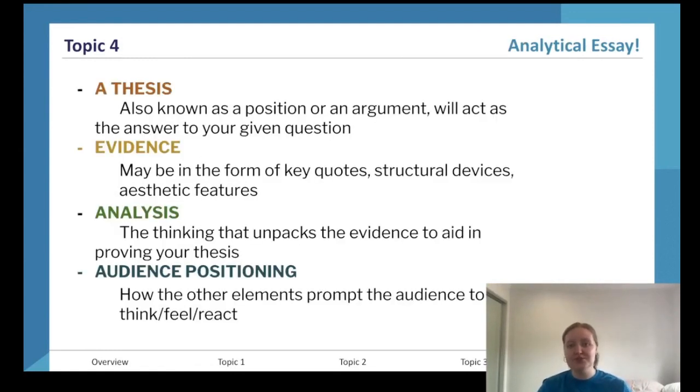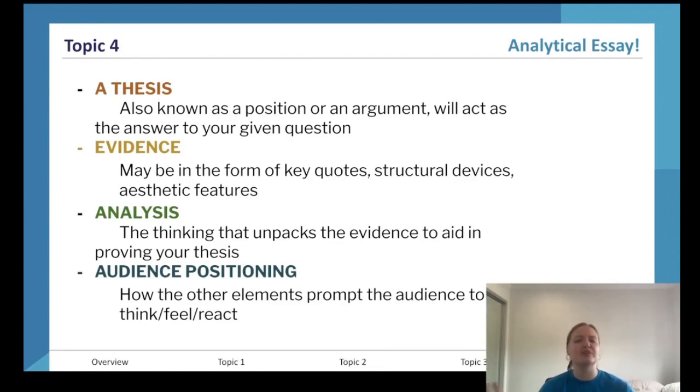All right. So these are the most important elements. These are the most important ingredients to a good analytical essay. The thesis we talked about earlier, which is also known as your position or your argument, and it acts as the answer to the given question. So it's really important in your thesis that you're using the explicit language from the question in your thesis. It's just a very clear and simple way of indicating to the marker that you're answering the question directly. Then you have your evidence, which of course is picked in order to argue your thesis.